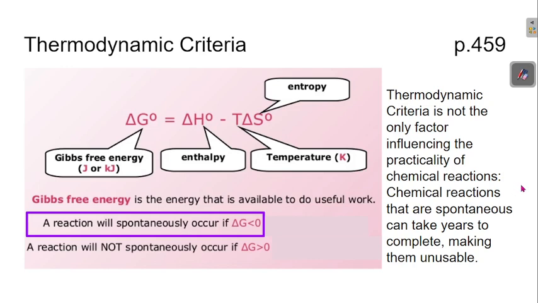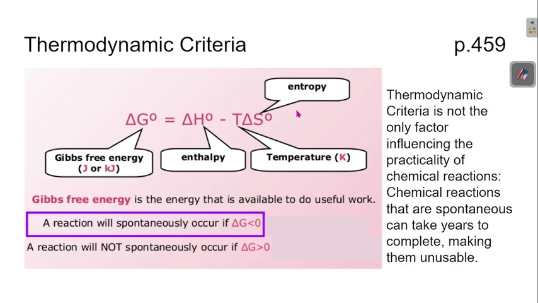So in the previous module, we learned about thermodynamics. We learned about Gibbs free energy, enthalpy, and entropy. And how a reaction to be spontaneous needed a Gibbs free energy that was smaller than zero, so it was negative. Gibbs free energy, enthalpy, and entropy are thermodynamic criteria. But that's not the only criteria that will decide if a chemical reaction is really spontaneous or not.